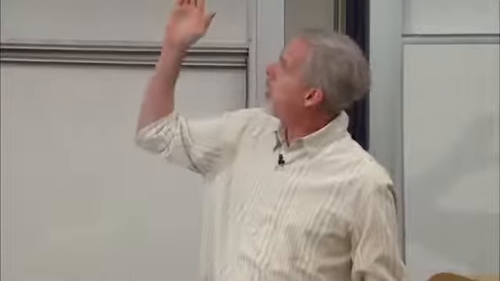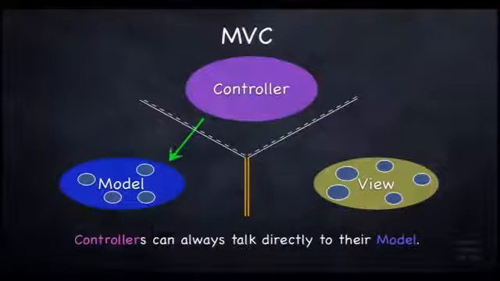Now, an arrow on the end of a line means initiating communication in that direction. Okay? So here we're talking about the controller talking to the model, initiating communication with the model. Now, it might ask the model a question, and so the model is basically communicating back, but only in response. Okay? So the arrow means initiating communication in that direction.